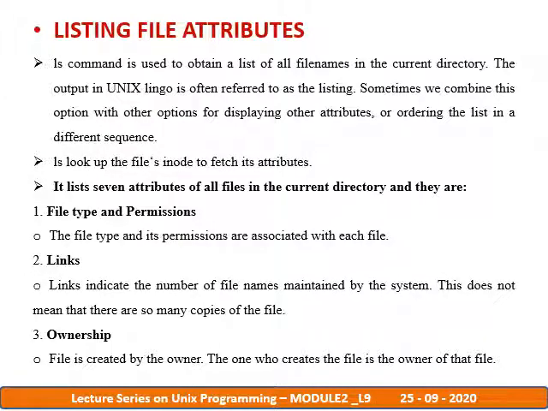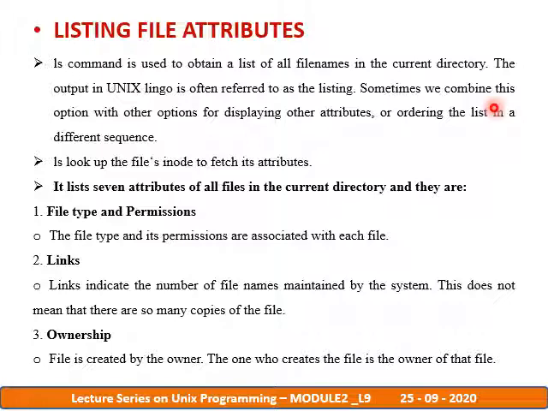Now let us move to the first topic, listing file attributes. How do we list the file attributes? There is the ls command in Unix, which is used to obtain a list of all file names in the current directory. We have already discussed that, and I have shown you the execution of the ls command. It lists all the file names in the current directory, and the attributes are normally attached to the particular files.